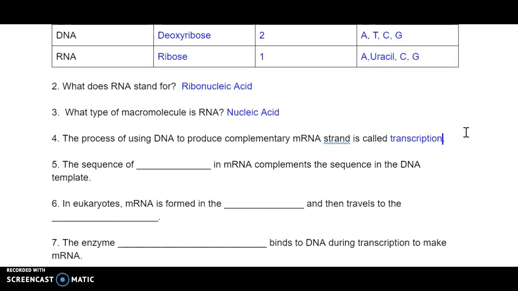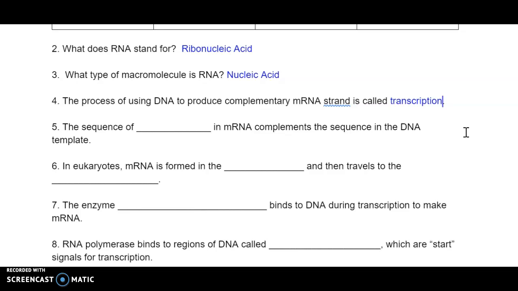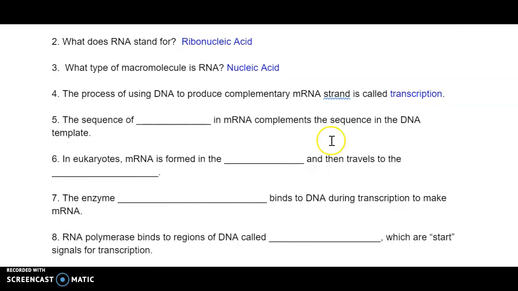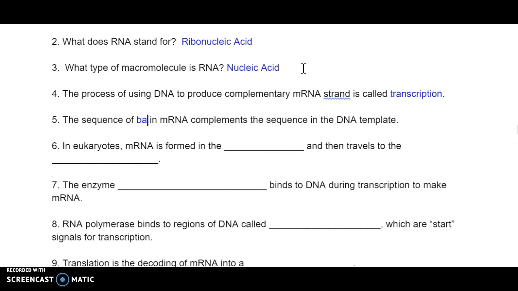Number 5 says the sequence of the blank in the mRNA complements the sequence in the DNA template. So it's the sequence of the bases. The bases are going to be complementary to that DNA strand. This is the sequence of the bases, that's your A's and G's and C's. In the case of mRNA, your U's. The sequences of bases in the mRNA complement the sequence in the DNA template. That means A's are bonding with, this time, U, and G's and C's are still together.